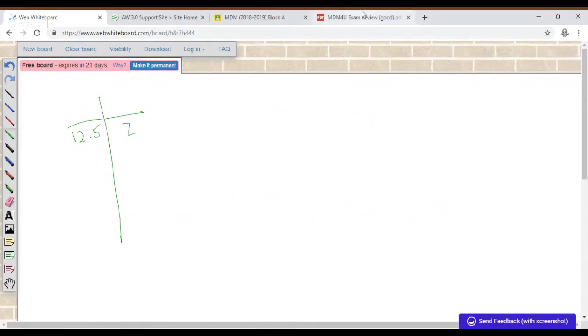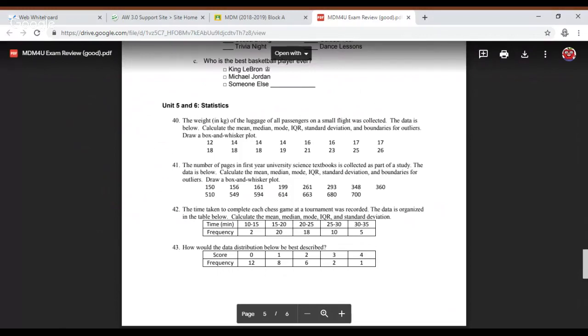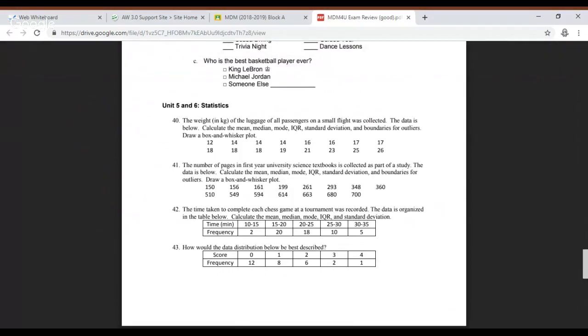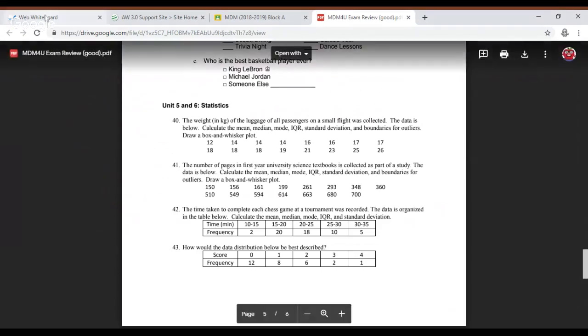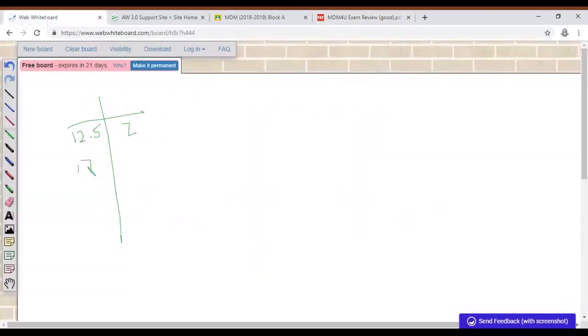So you just have to treat every one of these pieces of data as if they're halfway between 10 and 15, which is 12.5. And in the next category, 15 to 20, halfway between would be 17.5. So you treat all 20 pieces of data as if they were 17.5, and so on.